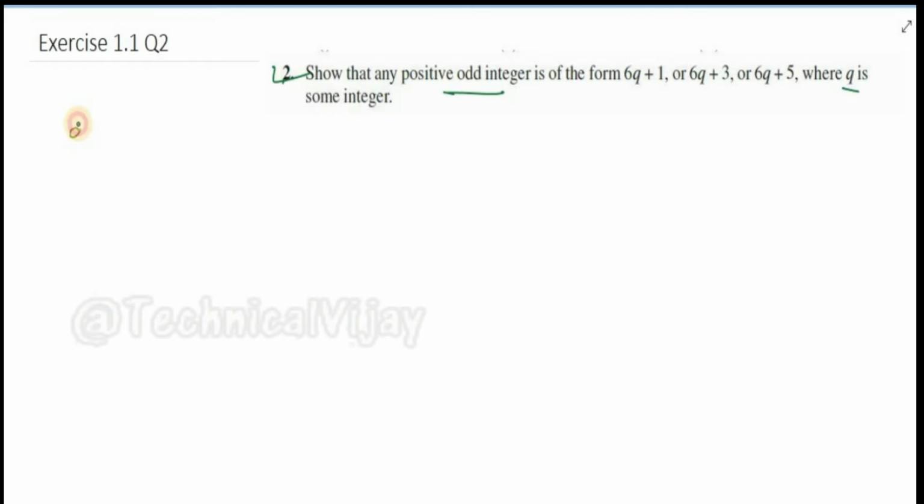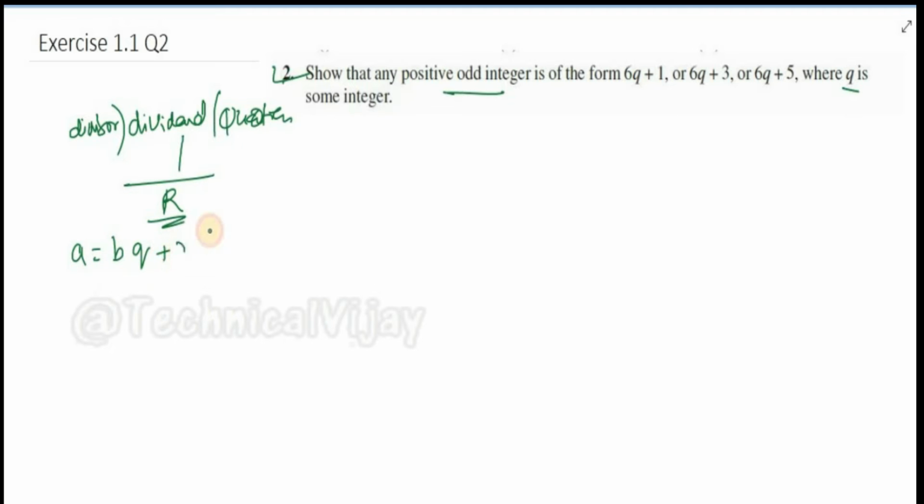Suppose we have seen that this is the divisor, dividend, quotient and remainder. So this also can be written as A is equal to BQ plus R, where A is the dividend, B is the divisor, Q is the quotient and R is the remainder. Now here, instead of B we will write 6. So A is equal to 6Q plus 1, A is equal to 6Q plus 3, A is equal to 6Q plus 5. In this way we have to show.